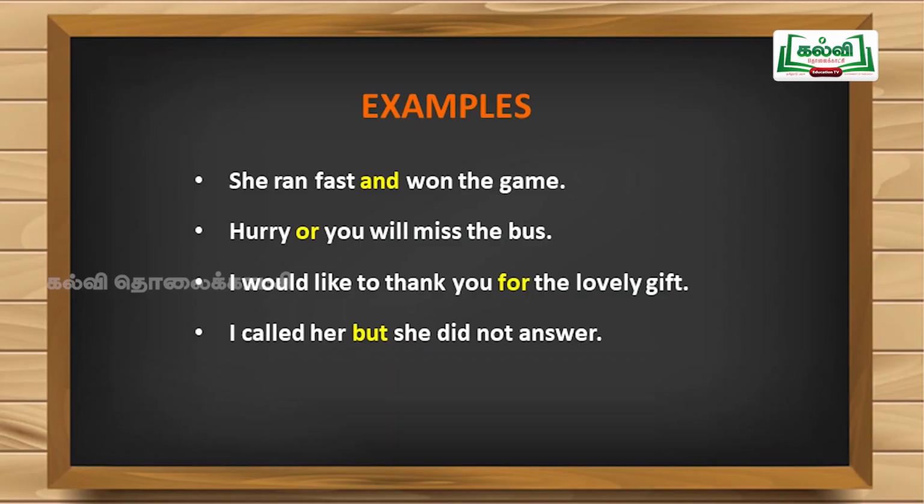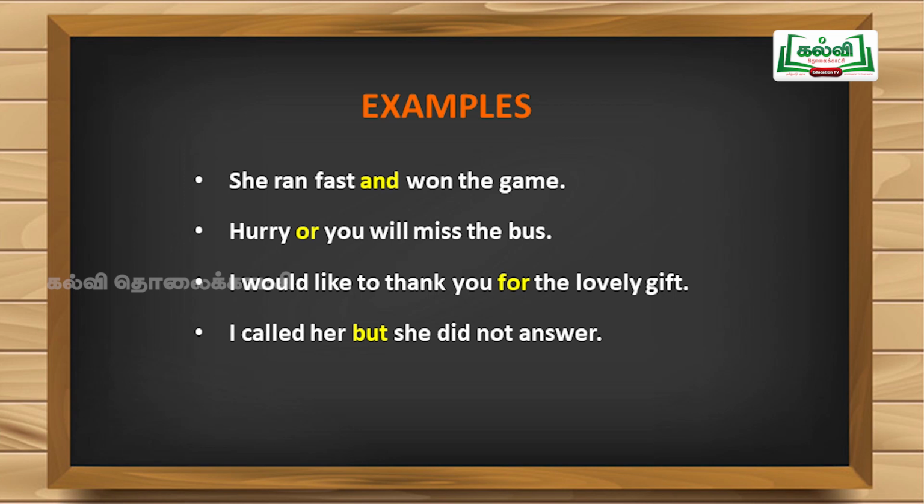And the third one is, I would like to thank you for the lovely gift. So the conjunction used here is for, meaning because of this. So the meaning for for is because of this, like that. So I would like to thank you, that is the first one. Second one, you gave this lovely gift. So I thank you for this lovely gift. So we are combining it using for.